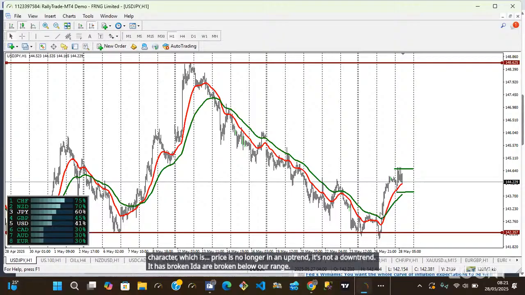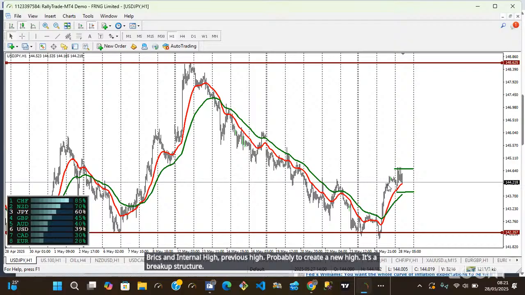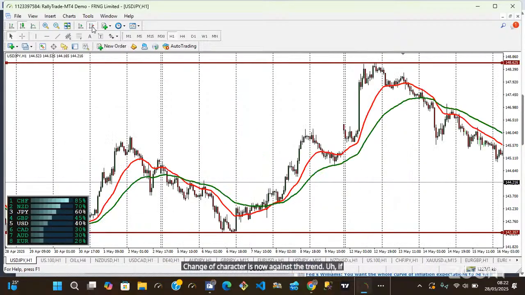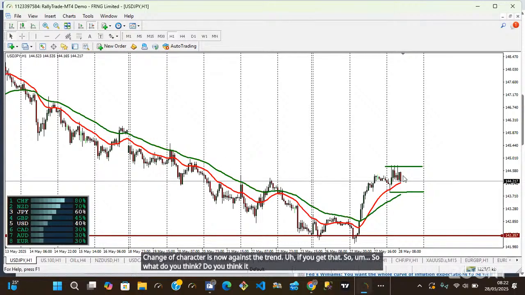But if price, still in an uptrend, breaks an internal high, a previous high, probably to create a new high, it's a break of structure. Break of structure is still aligned with the trend. Change of character is against the trend. If you get that, what do you think? Do you think it will pull up or pull down? I just have to correct that.